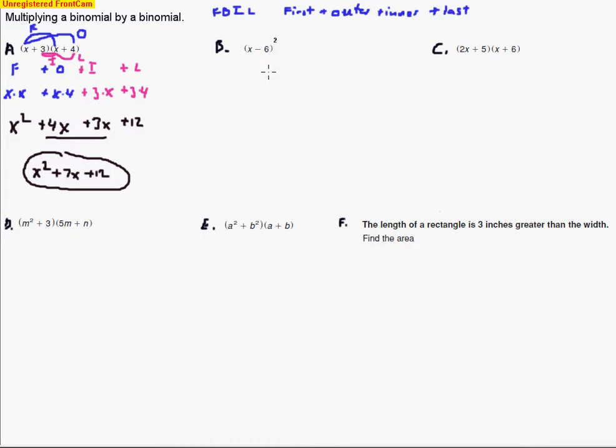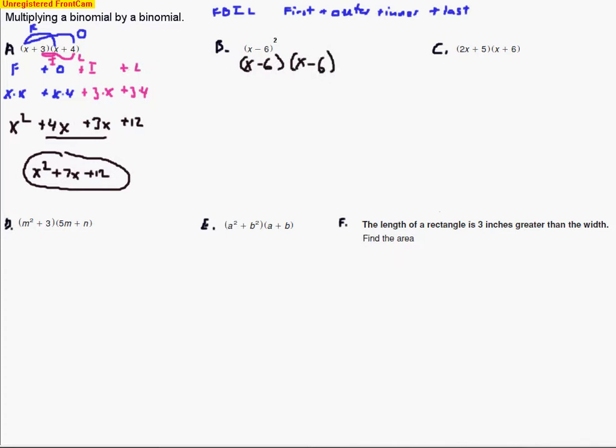Well, this one is very similar. It's just that it's x minus 6 quantity squared. So the common mistake is people want to square x and square 6 and get 36. But that's not the case. What we have to do is write this out twice: x minus 6 times x minus 6. And then we use that FOIL method.